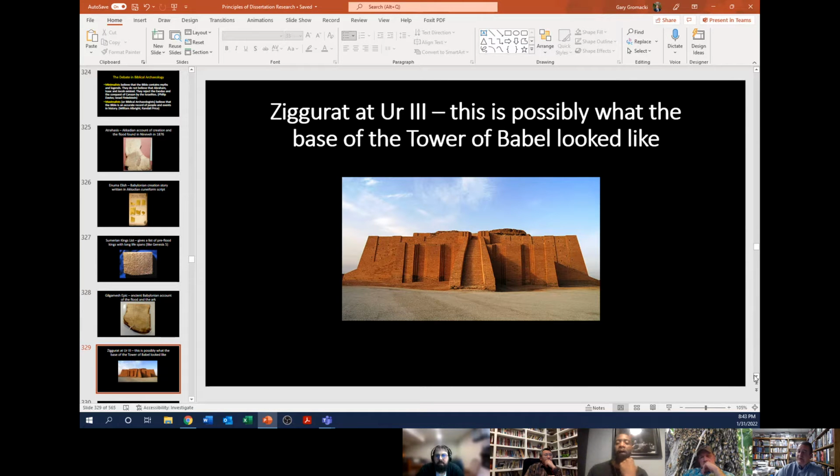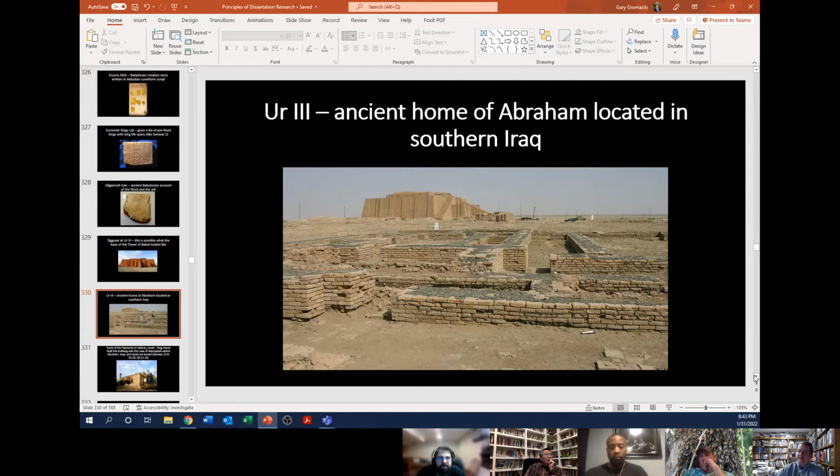You're looking at the ziggurat at Ur-3. We don't know exactly what the Tower of Babel was like, but we do know that this ziggurat, which dates to the time of Abraham, Ur-3 civilization, may be what the base of the Tower of Babel looked like. See the steps that ascended? They were trying to build a tower to the heavens. Again, the ancient home of Abraham, located there in southern Iraq, a possible place where Abraham lived.